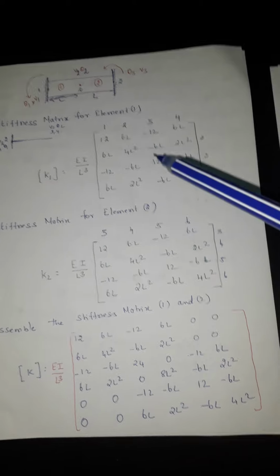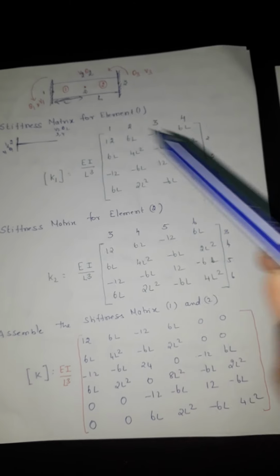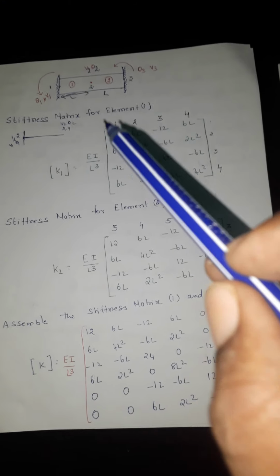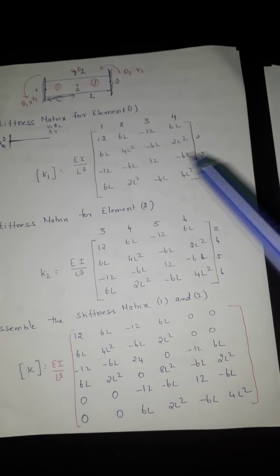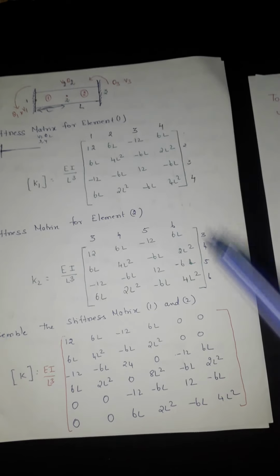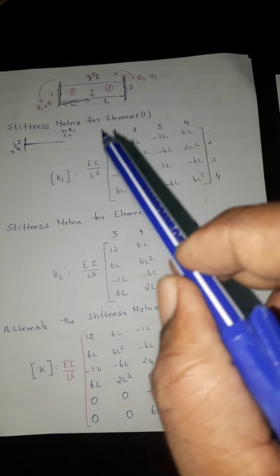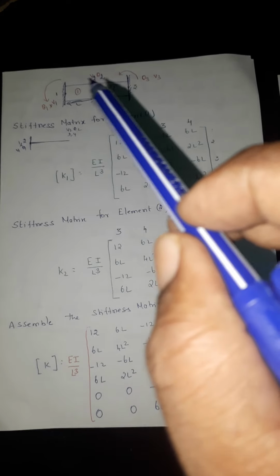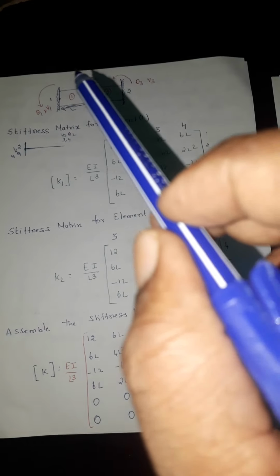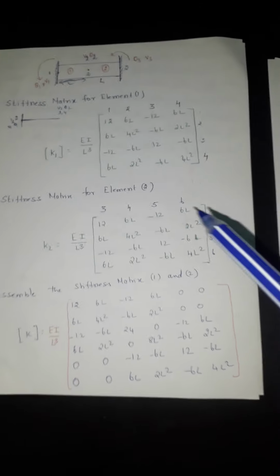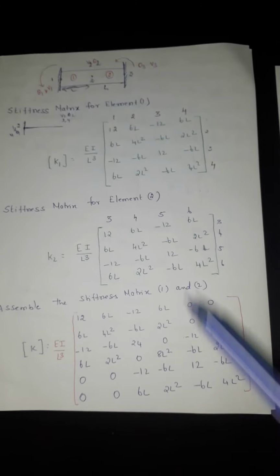Now we have to assemble. For assembling, these nodes are very important. This is V1, theta 1, V2, theta 2. I have written this for simplification as 1 2 3 4, and 1 2 3 4. So from here this part is 1 2 3 4, and this is 3 4 5 6. Okay, and now we are assembling this. You know how to assemble this.